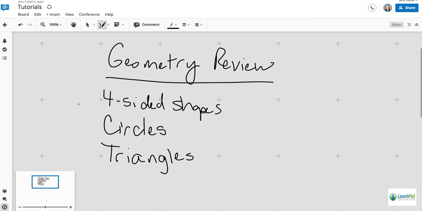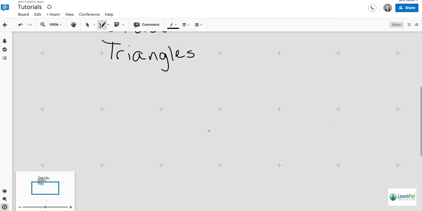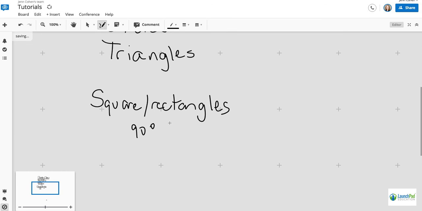And if there's one part of this that you're going to watch, really focus on the triangles one because it is the most heavily tested shape on the ACT. So let's get started. So four-sided shapes might include squares and rectangles, which I know everyone knows what those look like. That's pretty straightforward. But the facts that you need to know about squares and rectangles are they have four 90-degree angles.